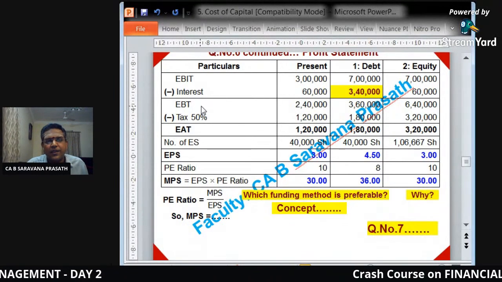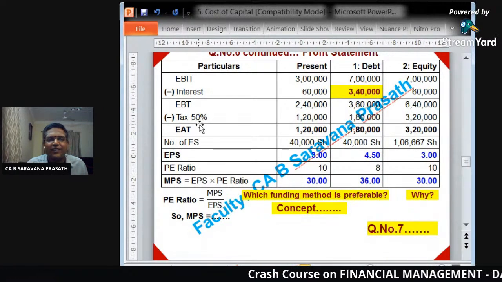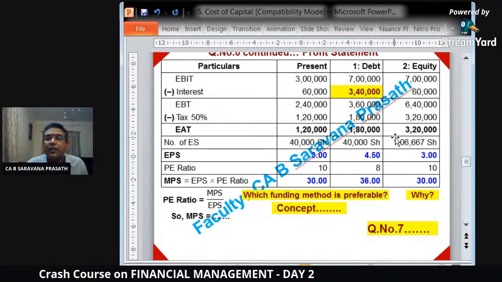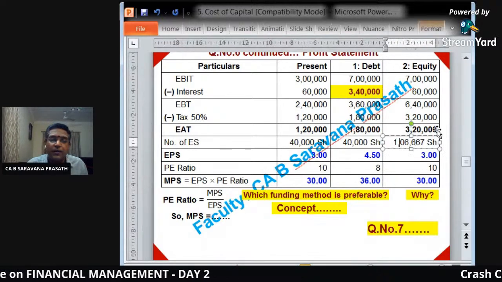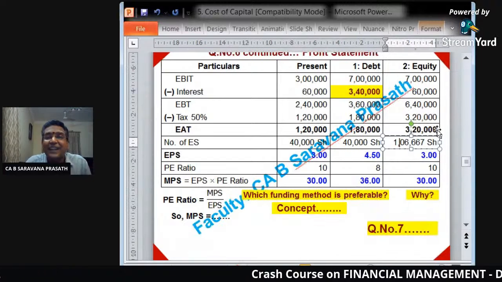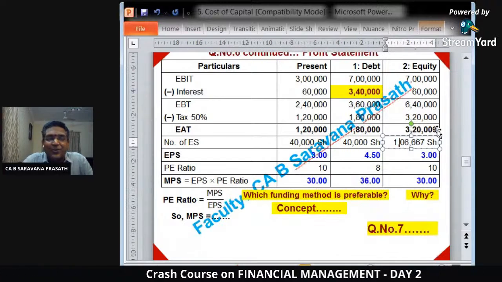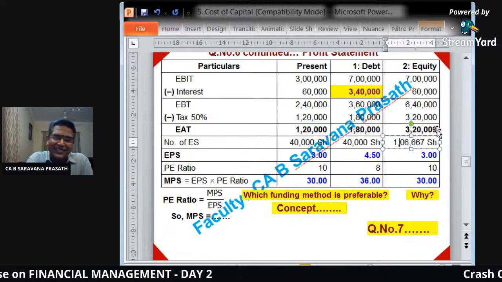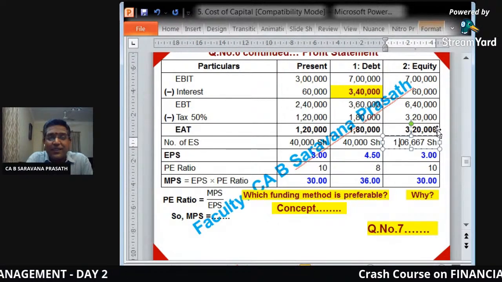Subtract, we get EBT. Apply 50% tax on that, we get EAT. We divide it by the number of equity shares. Now in the last column here, this is important. 40,000 plus 66,667 additional shares which have been issued. So total equivalent to 1,06,667 shares. We divide and calculate the EPS.